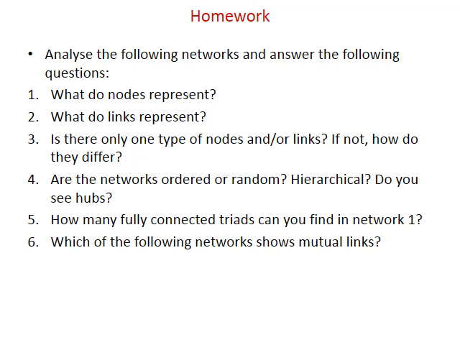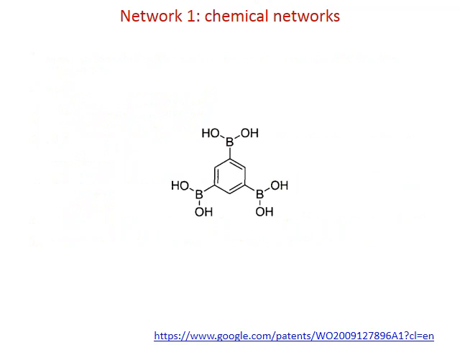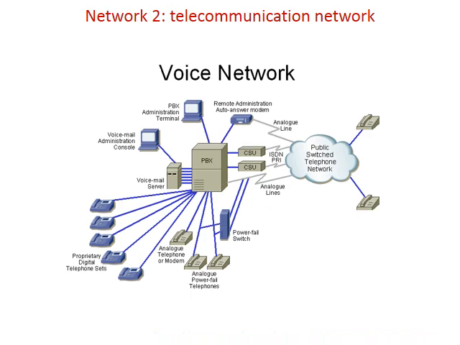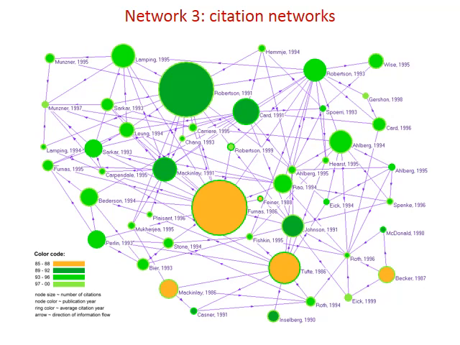Then see whether the networks in the examples are ordered or random, whether they are hierarchical or not. See whether there are hubs, and how many hubs. Try to see, in the case of network 1, the chemical network, how many fully connected triads there are, if any. And finally, in the examples, see which of the networks show mutual links. The examples are a chemical network, a telecommunication network, and a citation network, essentially papers citing other papers.